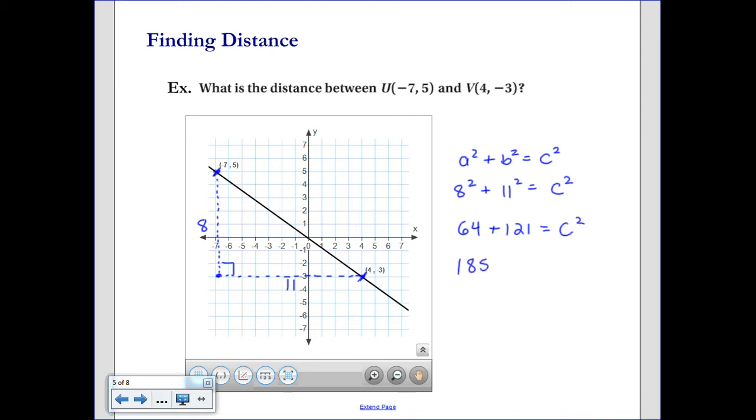is 185. And c, we're going to take out a calculator and perform the square root of 185, which, like we said, is not going to be a nice whole number.